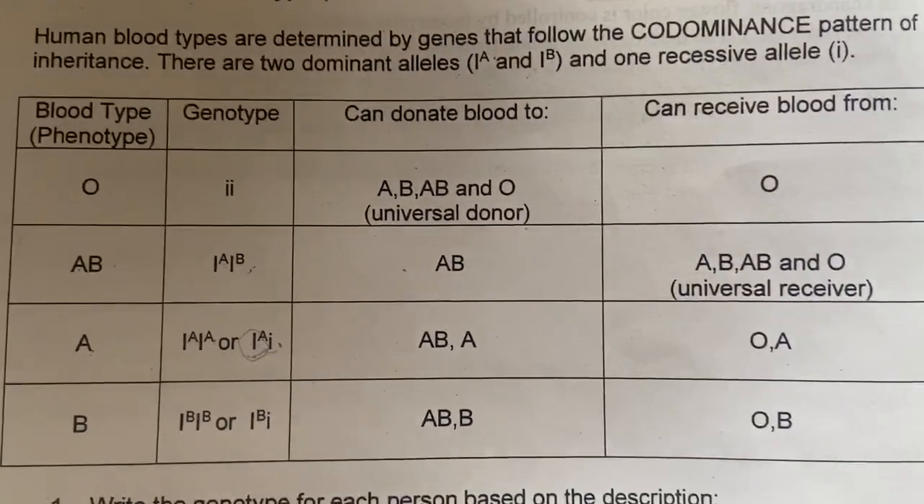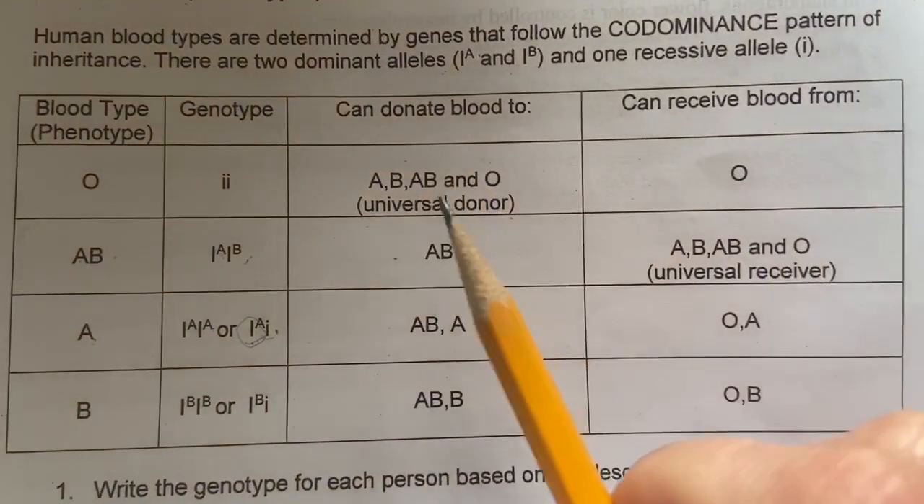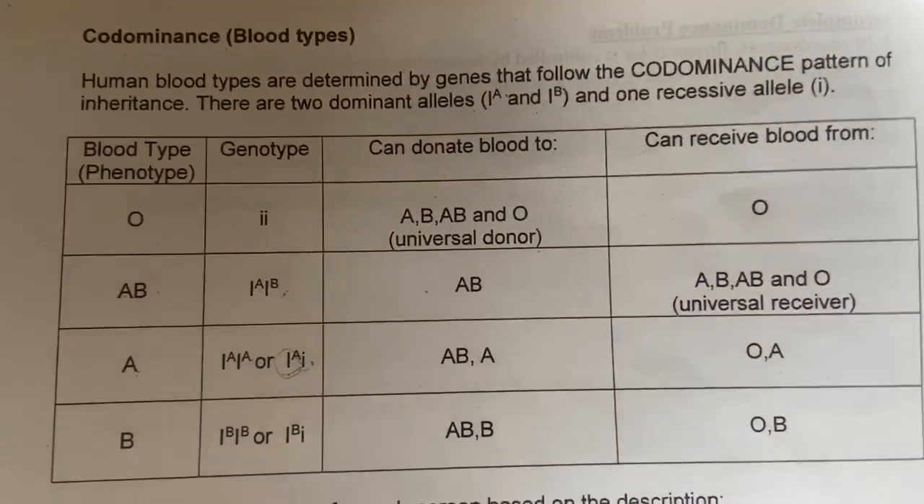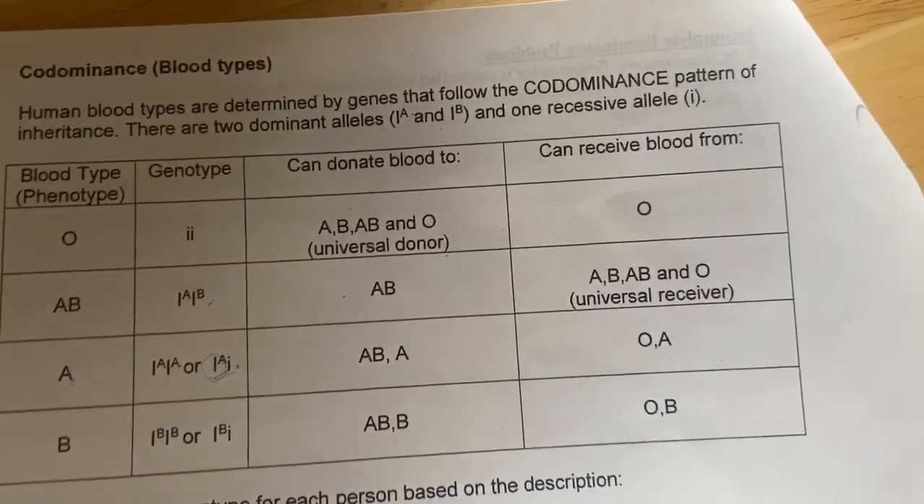If you use this chart, which also says who they can donate to and who they can receive blood from, you should be able to have no problem doing the rest of these.